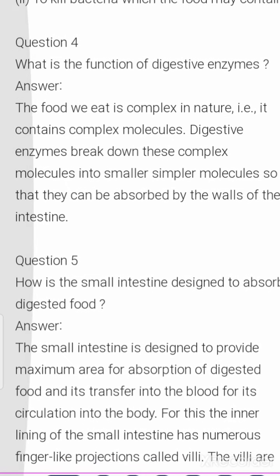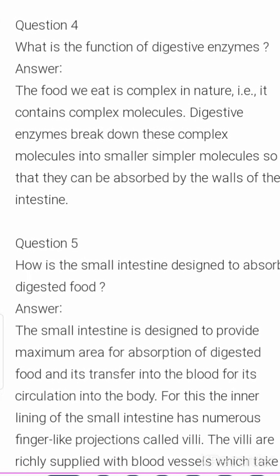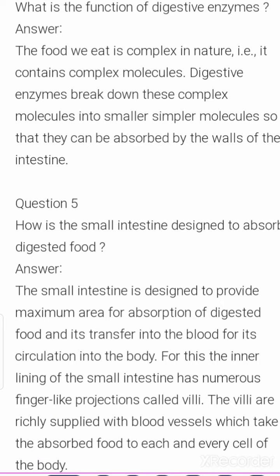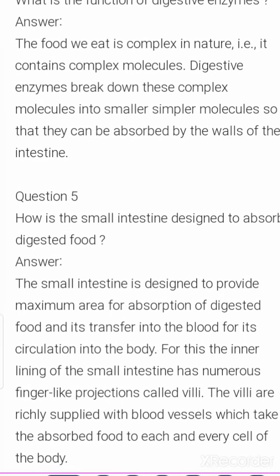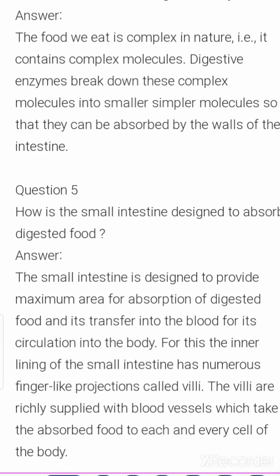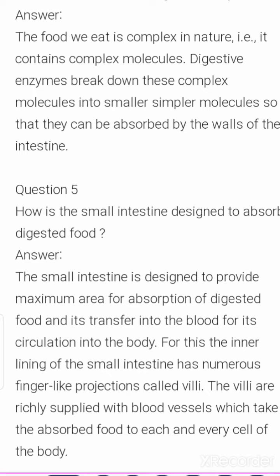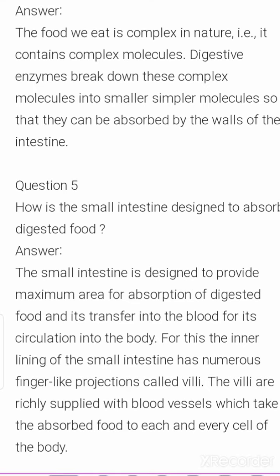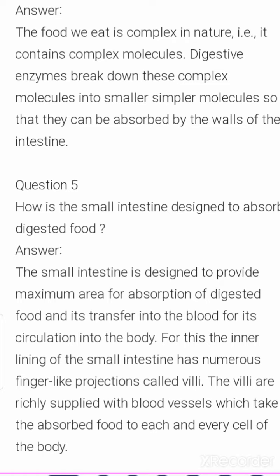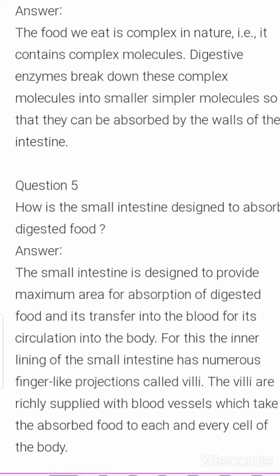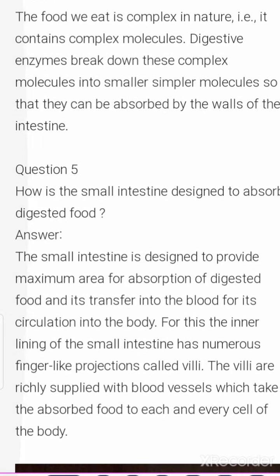The food we eat is in a complex form and contains complex molecules. So digestive enzymes help to break down this complex food into a simpler one that can be absorbed by the wall of the intestine. Only if the food is in a simple form is it absorbed by the small intestine. So digestive enzymes help to change complex food into a simple one.